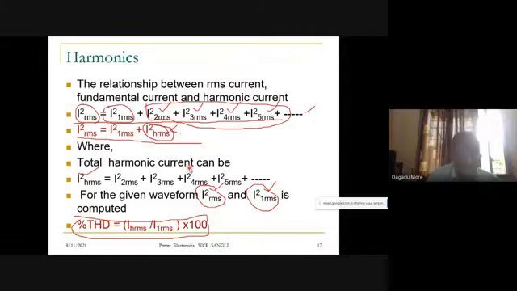Any doubts? What is the formula for THD? Is it clear? Yes, sir. When a current or any waveform is non-sinusoidal, it can be resolved into a number of sinusoids. Only the first we call the fundamental, and the others are the harmonics.